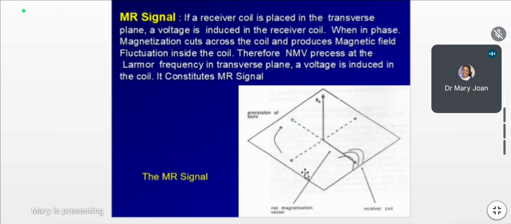The MR signal: if a receiver coil is placed in the transverse plane, a voltage is induced in the receiver coil when the magnetization is in phase and cuts across the coil, producing magnetic field fluctuations inside the coil. Therefore, the NMV persists at the Larmor frequency in the transverse plane, and a voltage is induced in the coil. It constitutes the MR signal. So the flip takes place when the RF pulse is applied, the net magnetization vector flips to the transverse plane, and the receiver coil is placed along that, and we get the MR signal.